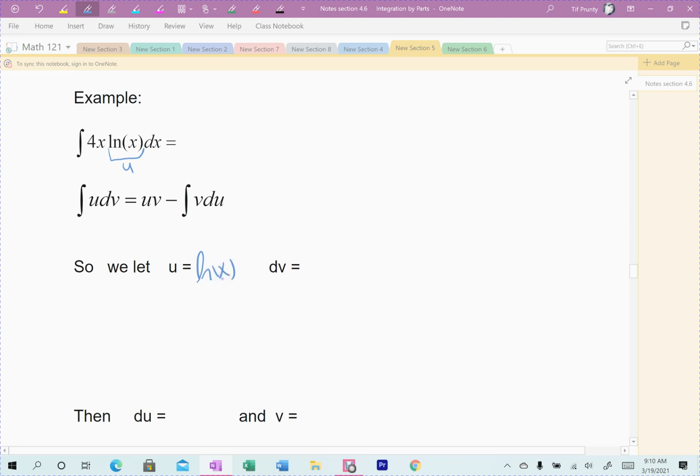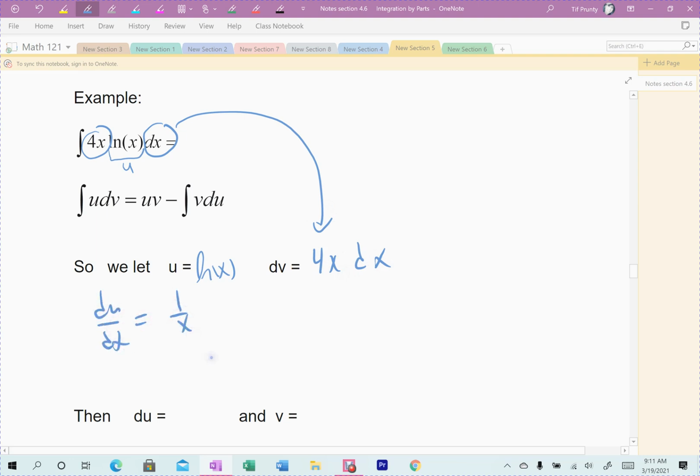But remember, the derivative of the natural log is 1 over x. 1 over x is simpler than the natural log. I actually get rid of the natural log expression. Which leaves the 4x and the dx to go in for the dv spot. So 4x dx, and 4x is not a bad function to take an antiderivative of. It's just a simple power rule.